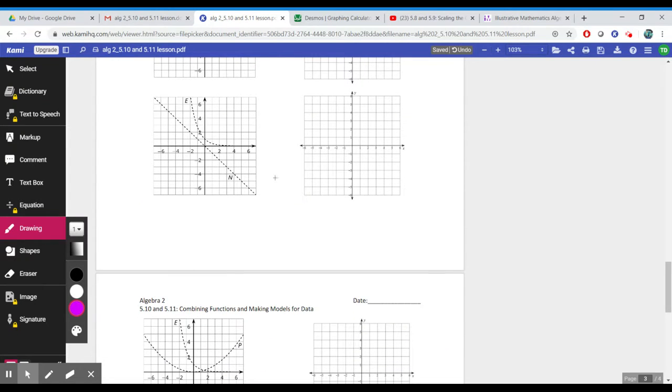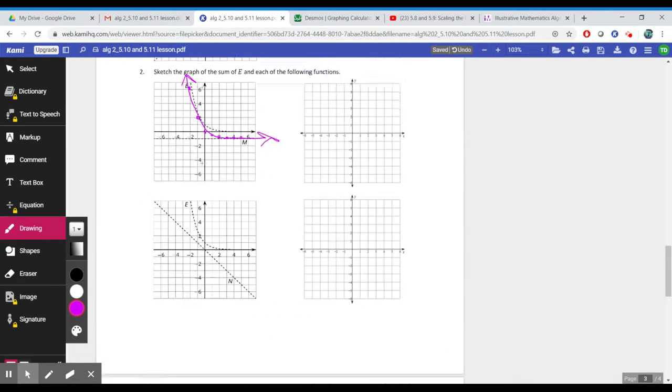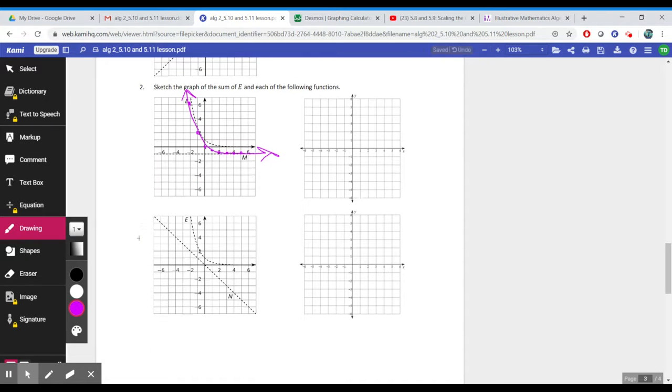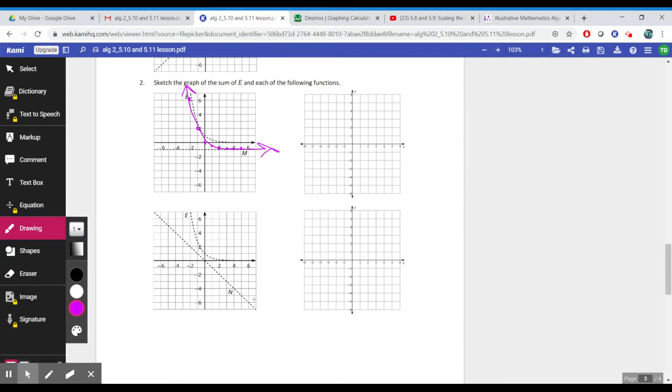Looking at E and N, I'm going to do the exact same thing. N is just a line with slope -1 that goes through the origin. So all I'm going to be doing is finding what the value of N is for each input and adding or subtracting that number from E. So if we look at the input of -2, E is at 7, N is at, what is that, +2. So when we add those together, we'd be at 9.